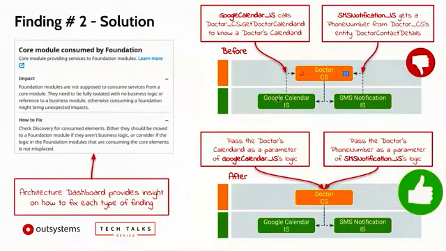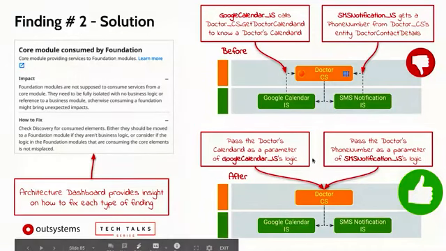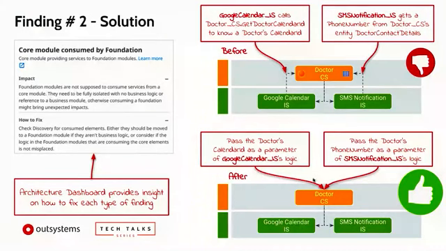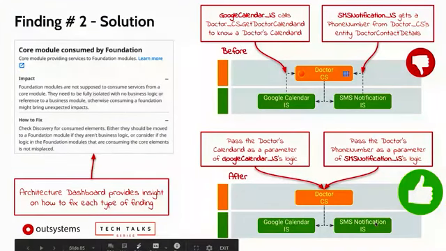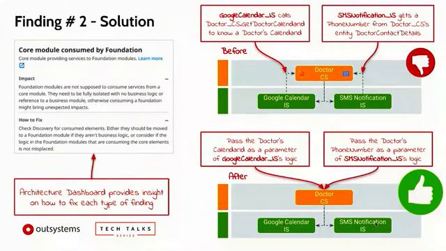Before, we had this Google Calendar integration service consuming an action, get doctor calendar ID, and we also had the SMS notification integration service consuming the doctor's phone number. The way we fixed it was to pass the doctor's calendar ID as a parameter to the Google Calendar IS logic, and also pass the doctor phone number as a parameter of SMS notification IS, and that fixes the issue.